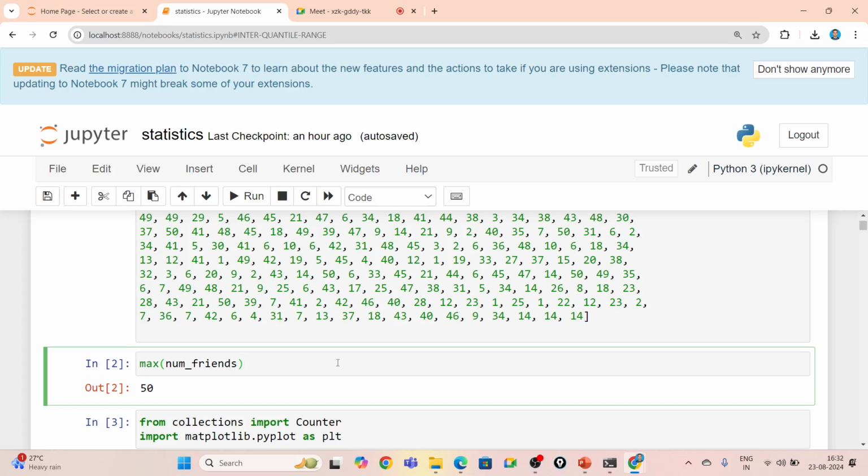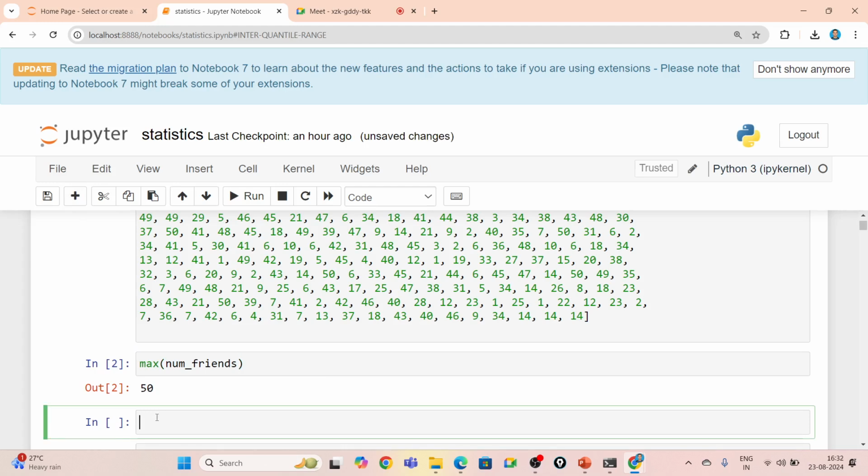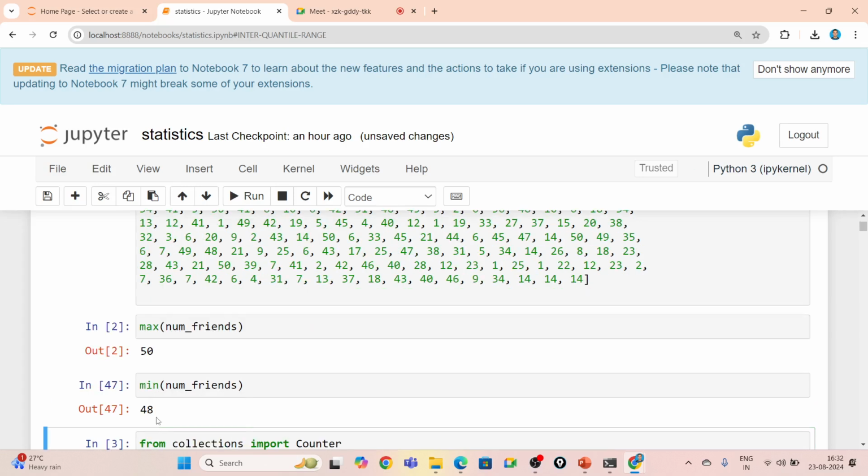Now what is the mean value? I will add one more cell and we can calculate the mean value. I think you might know we are having a mean, and in mean basically we are having num underscore friends. If you run this, you will get the mean value. So this is the max value and this is the mean value. Mean value is 1 and max value is 50.